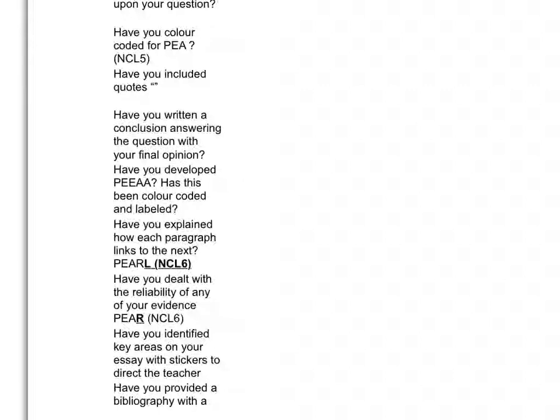Can you link one paragraph to the next? So, for example, if your first paragraph is about tactics, can you link the tactics to luck, which makes the second paragraph, enabling your essay to flow? When you deal with your evidence, at any point do you address the issue of the reliability of your evidence?